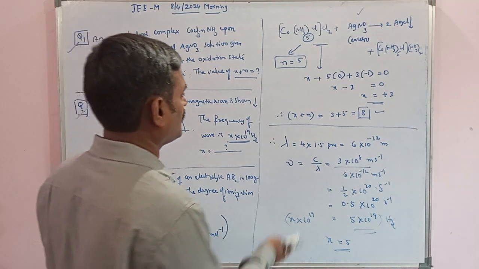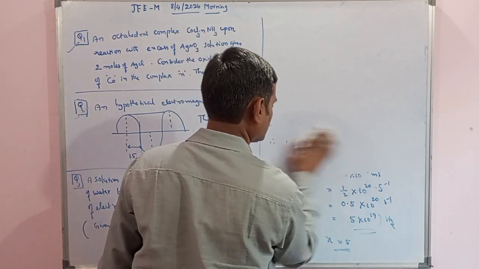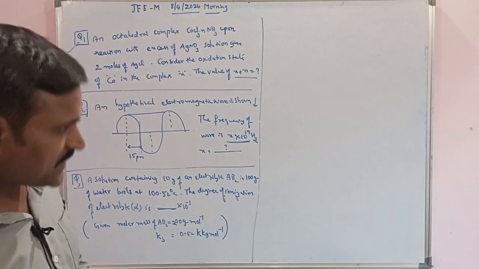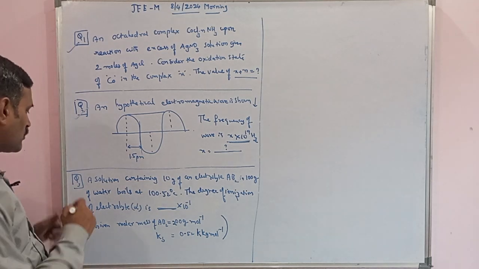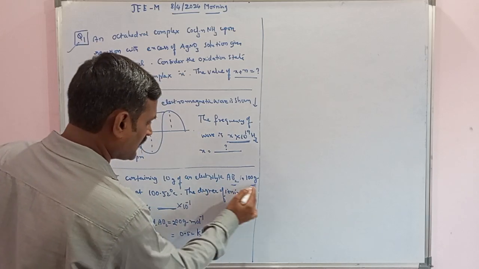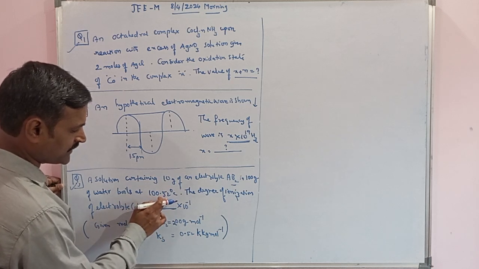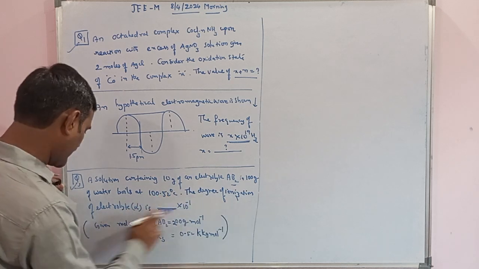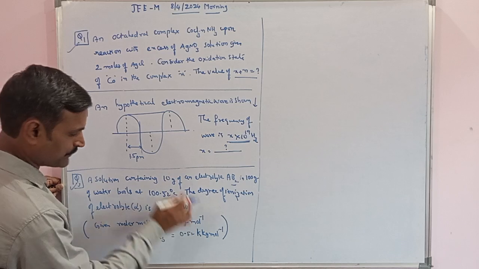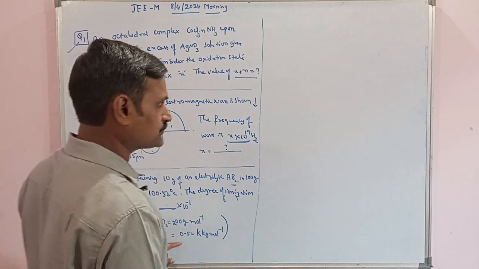Okay, let us see the third and last one in this session, that is a solution colligative property based question. Let us see how the question is asked. A solution containing 10 grams of an electrolyte AB2 in 100 grams of water boils at 100.52 degrees Celsius. The degree of ionization of the electrolyte alpha is some number into 10 power minus 1. Molar mass 200 is given for AB2, and Kb value is also given, 0.52.